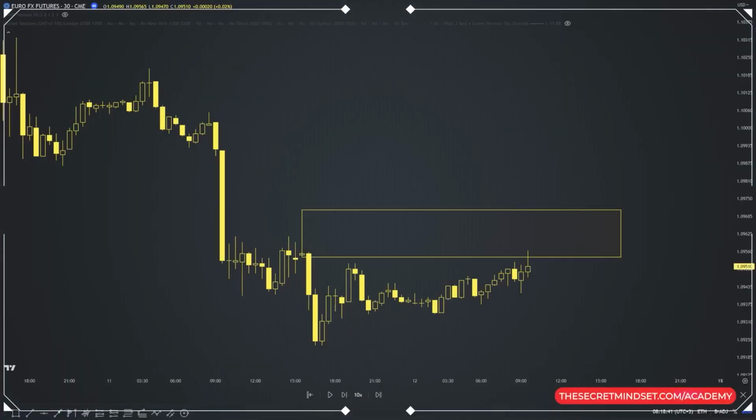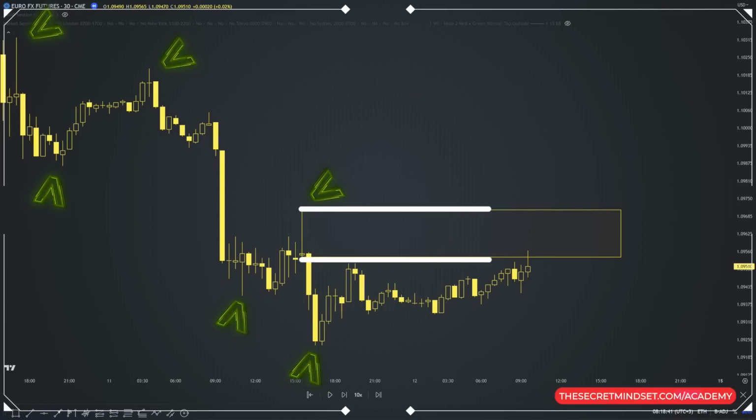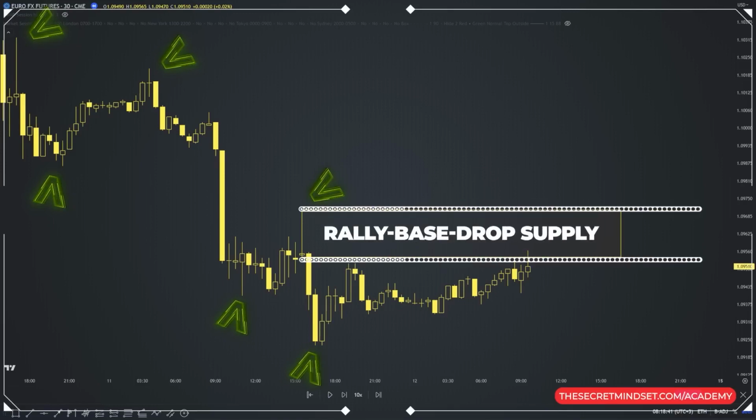We are trading Euro futures. Price is making lower lows and lower highs. We are in a downtrend, so we must find supply areas. And here's a rally-based drop supply zone.